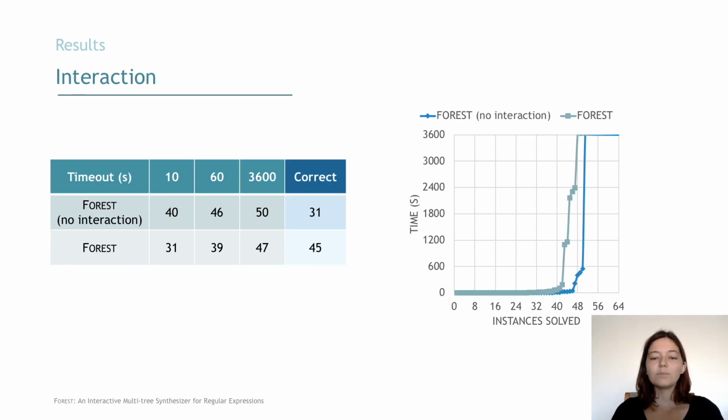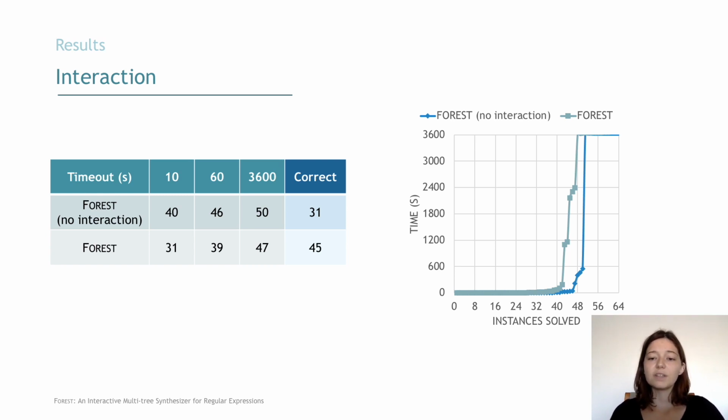Next, we assess the impact that the interaction model based on distinguishing input has in our synthesis process. We run a version of Forest that returns the first validation that satisfies the examples it can find, instead of interacting with the user to disambiguate the examples. As expected, without interaction, the synthesis procedure becomes significantly faster. The number of instances solved in under 10 seconds increases from 31 to 40. However, this comes at a cost.